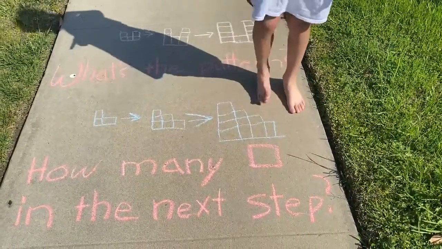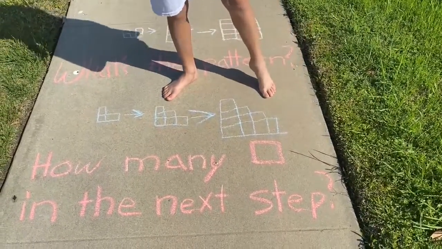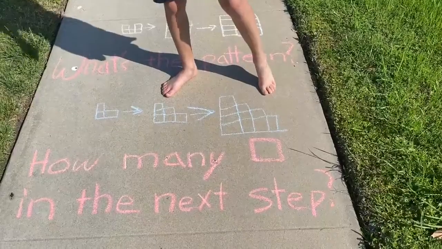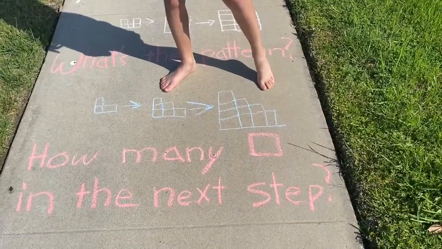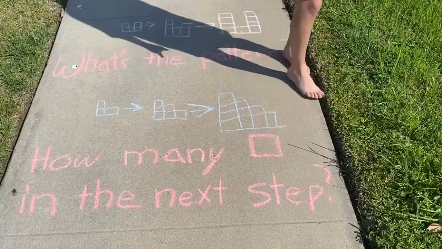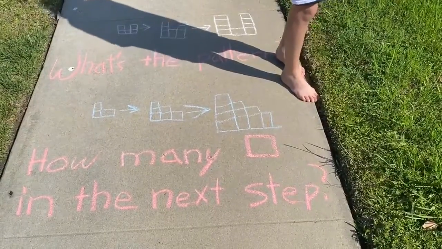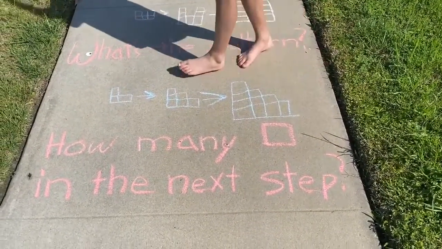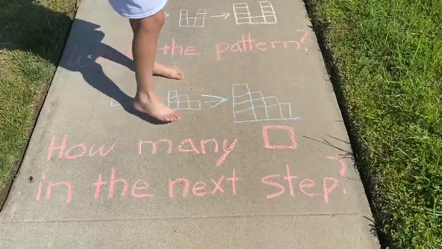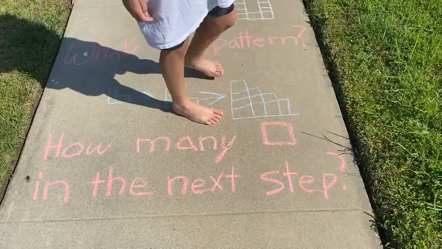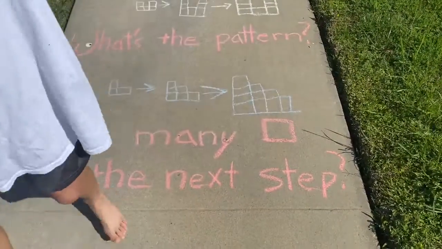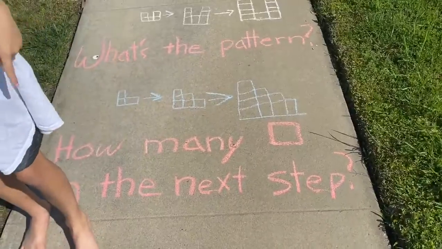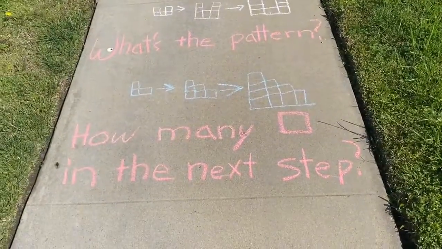Wait, I got an idea on a pattern. So it started with 3, and then it added 3 to become 6. And then it would add 4, and then it would add 5, and then it would add 6. Okay, so if it adds 5, how many squares would be in the next step? 15. All right, awesome. And then 21. Very cool. So it's adding one more number each time, huh?